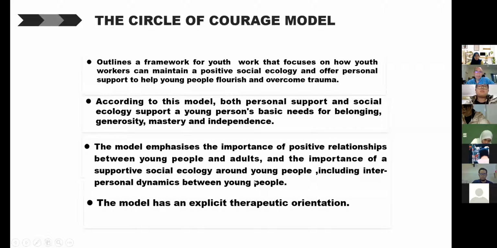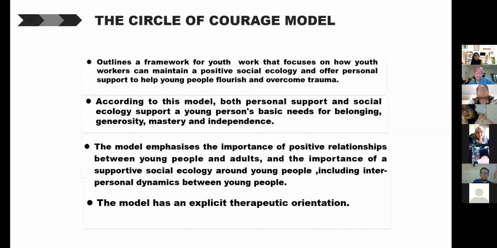Okay, so this model, you sort of skipped the part on PYD, the part that comes before this. PYD, positive youth development, which we've discussed already in class, is one of the models that youth workers also build on. Especially in some countries like the US, New Zealand, PYD is used in youth work.